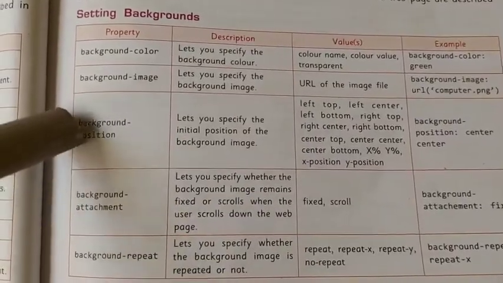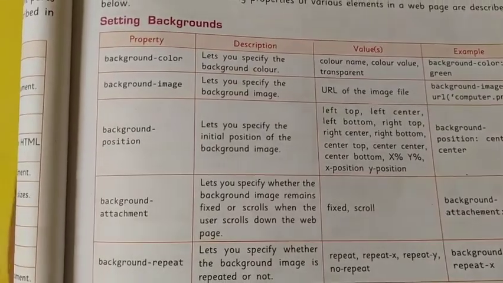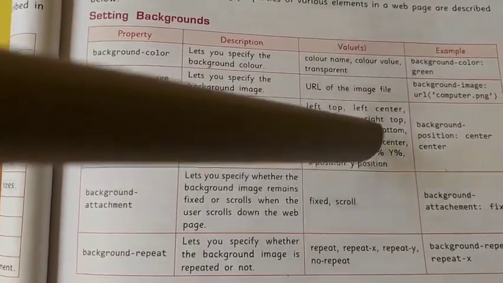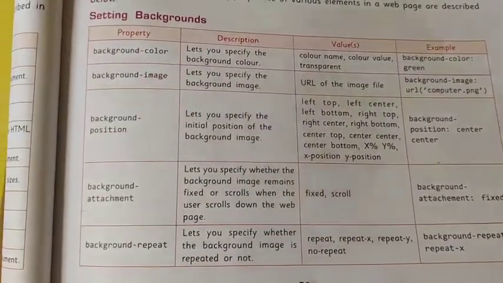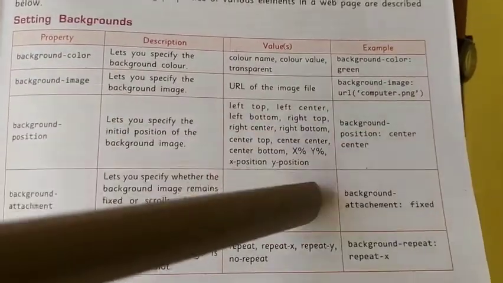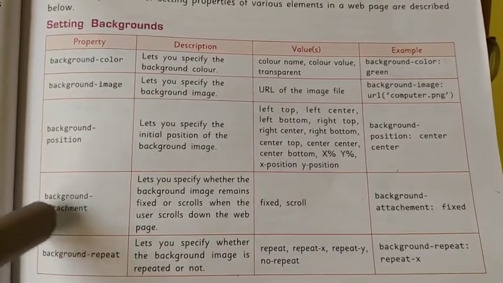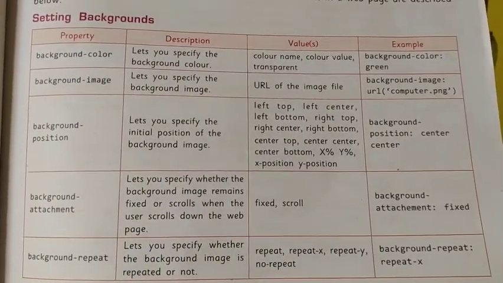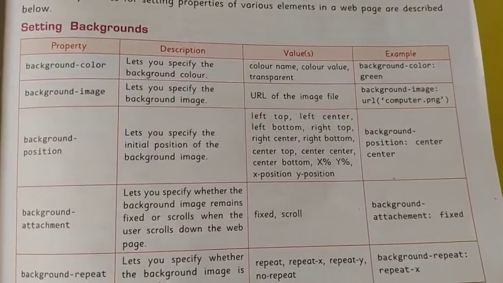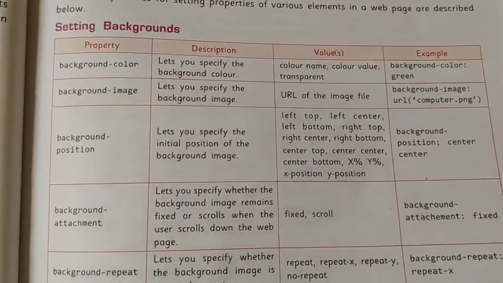Then background position, it will specify the initial position of the background image, meaning where we want it: left top, left center, left bottom, right, then middle, wherever. Clear? For this we can write background position, center or whatever. Okay. Then background attachment. Sometimes we want some attachments placed in the background, not only the color or image, but some background attachments saved. Clear? So for that we can use background attachment.